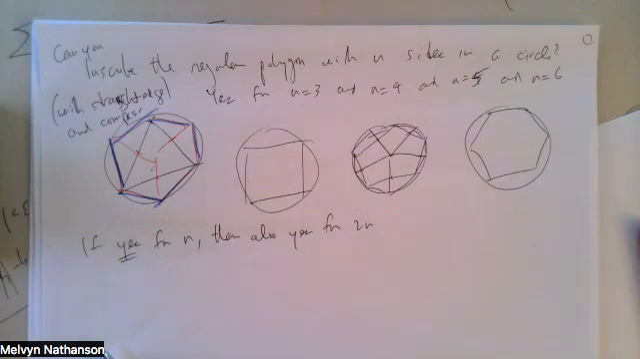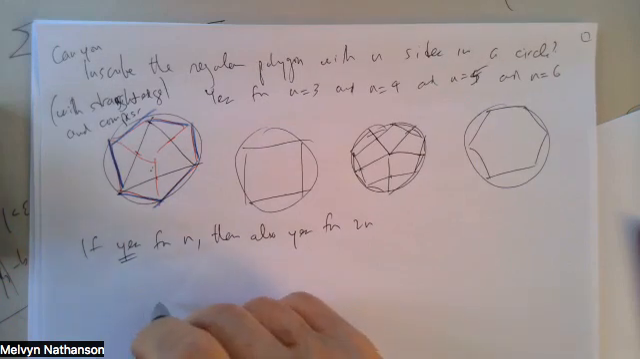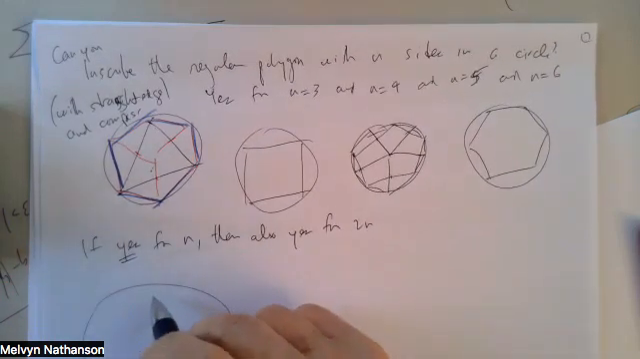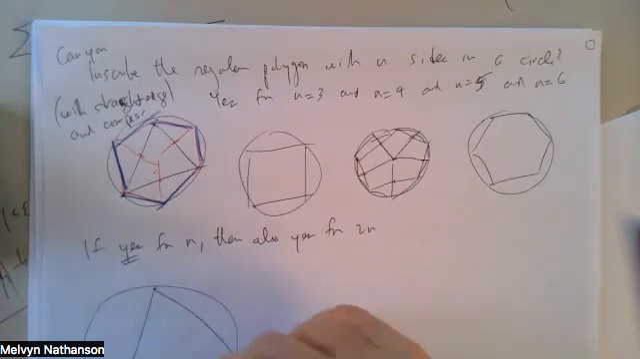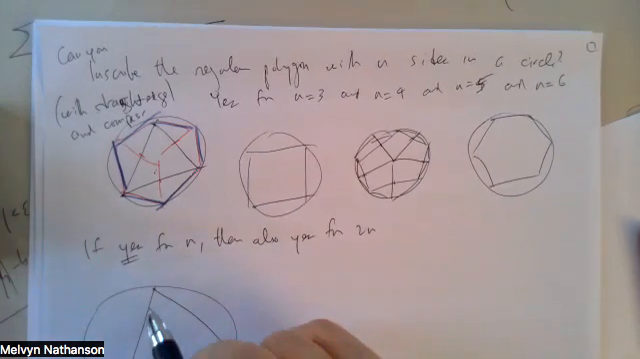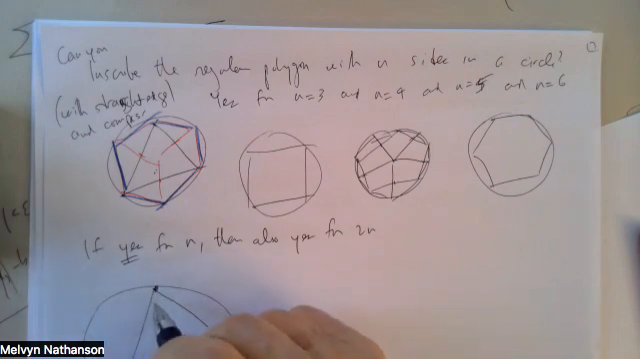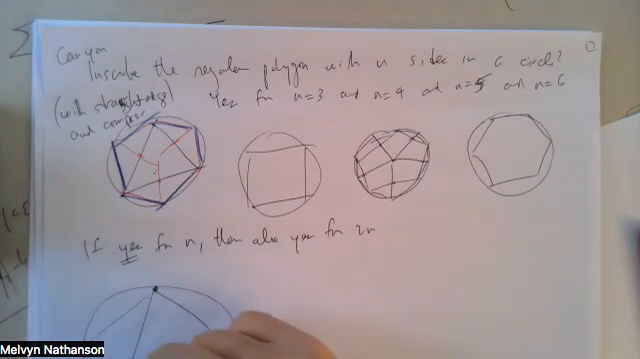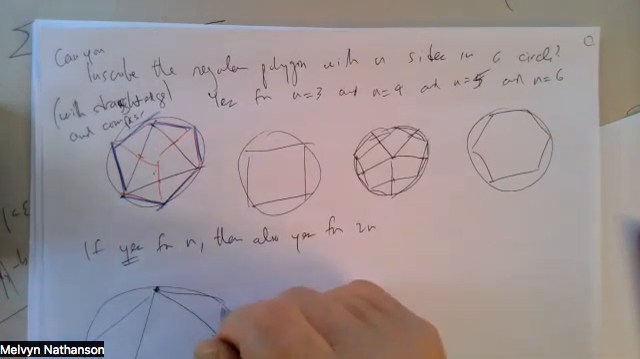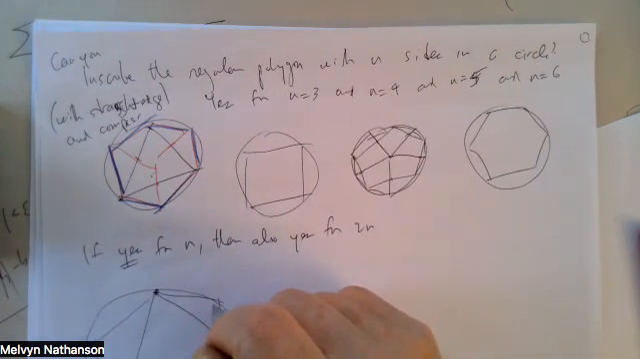So you can always double the number of sides. You can also become clever. For example, suppose you have your circle and you inscribe a triangle, and then, using one of the points as a vertex, you inscribe a pentagon.